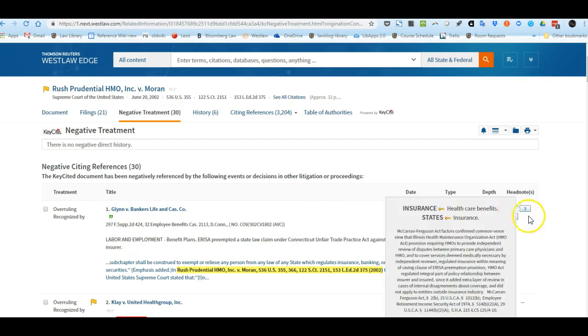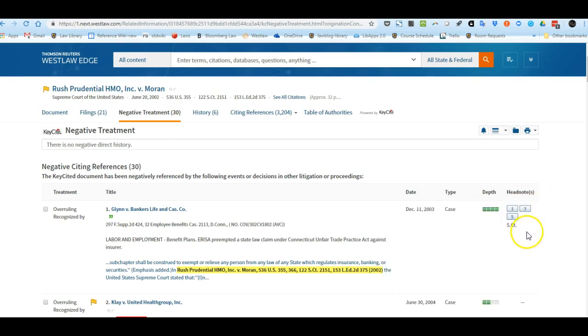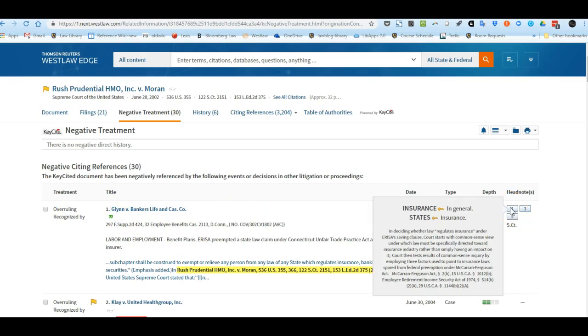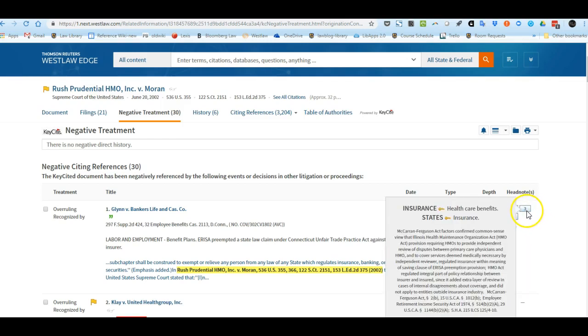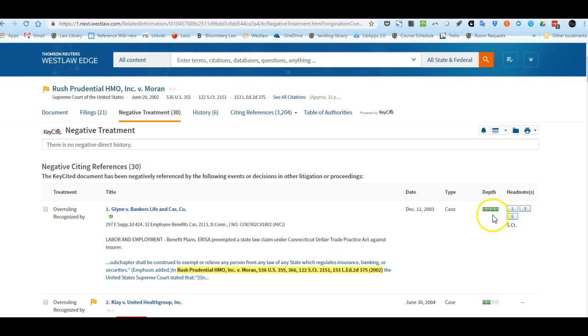This is telling us here on the right that these headnotes in Rush Prudential are discussed in this Glynn case. And if I put my mouse over the headnotes, I find out which headnote number one is in the Rush case. So if we go back to the Rush case, I would see it covers insurance and states. I would see headnote number three also covers insurance and states. This is that depth of treatment, same concept we saw in Shepard's. So again, same ideas, it's just a different part of the screen and looks a little bit different. Okay, so that's the validation portion of KeyCite on Westlaw.